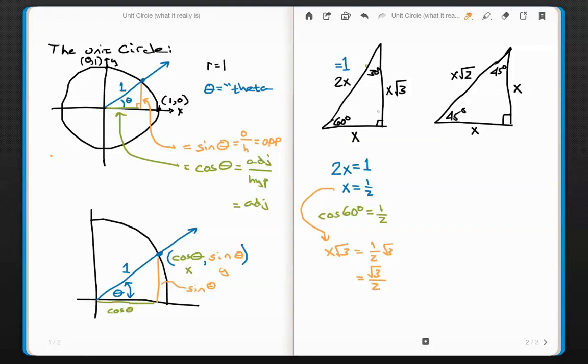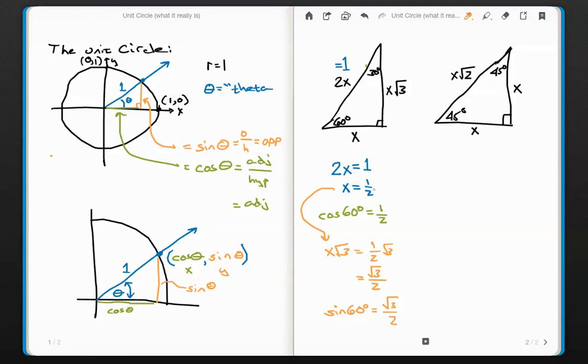So what does that mean? Well, the y-coordinate, the up and down coordinate here, is root 3 by 2, so that means the sine of 60 equals root 3 by 2.